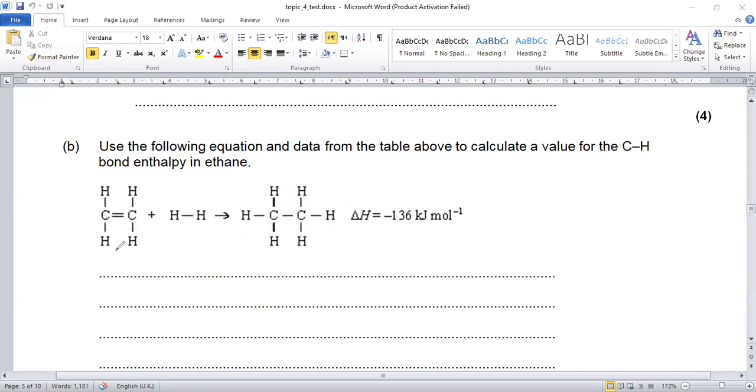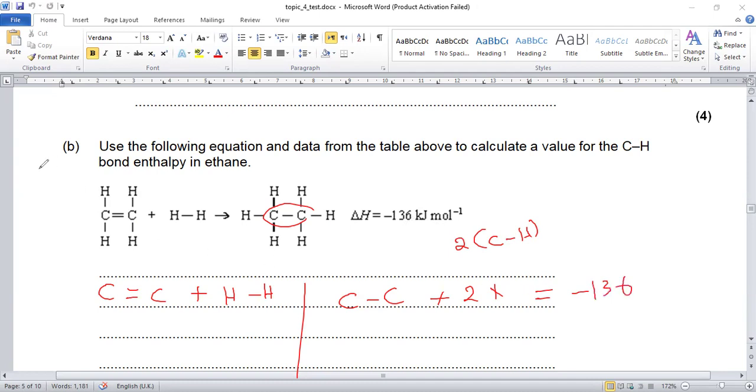So here we will calculate like this: C double bond C plus H-H, because we cancelled C-H. Here we have remaining C-C bond plus 2x. 2x here means 2 C-H bonds remaining. All that equals delta H, minus 136. So there will be negatives overall. Can you calculate? Yes, I'm doing it now. Yes.